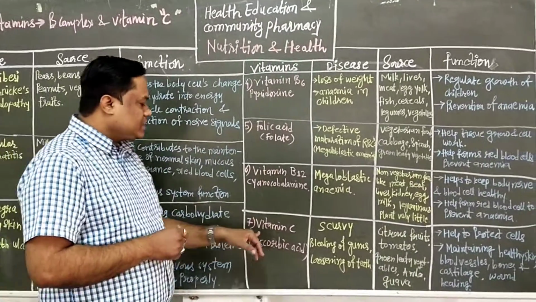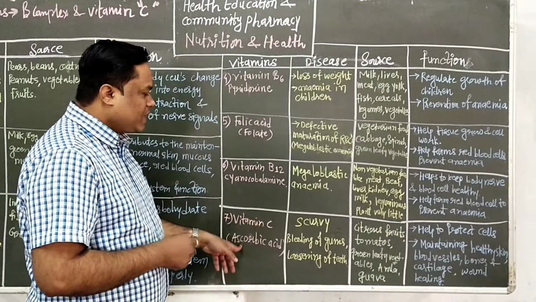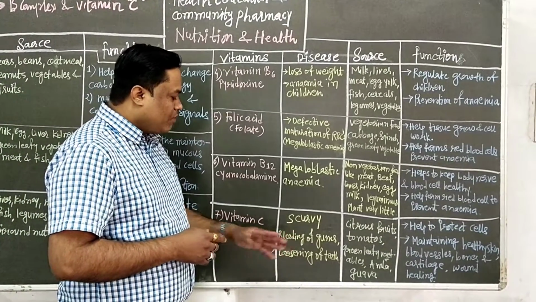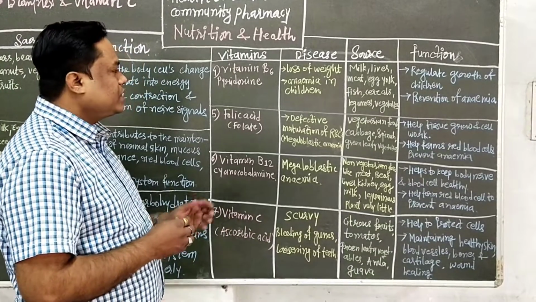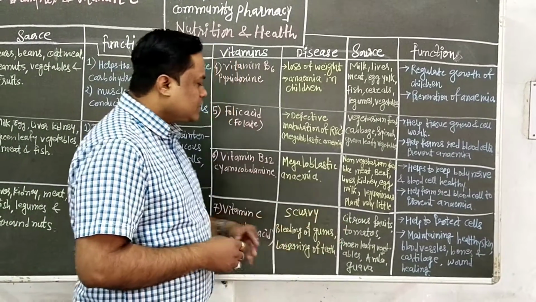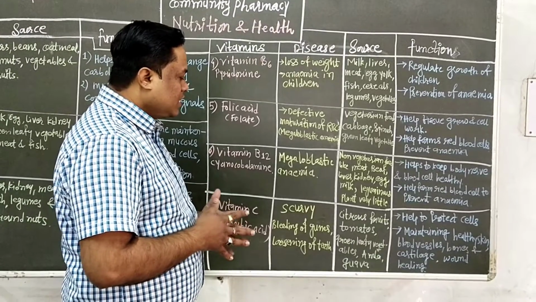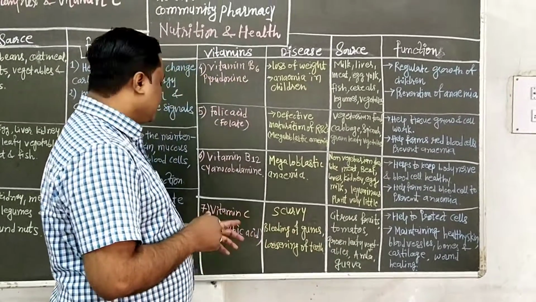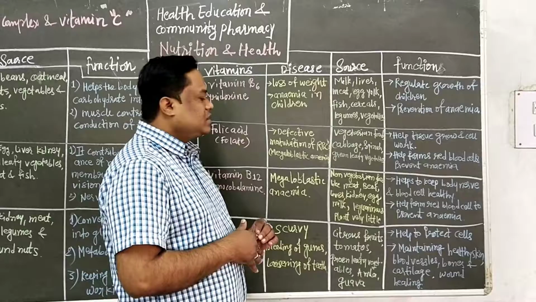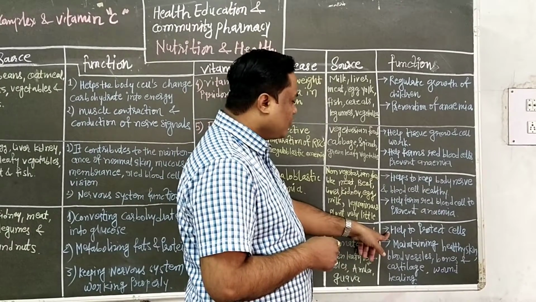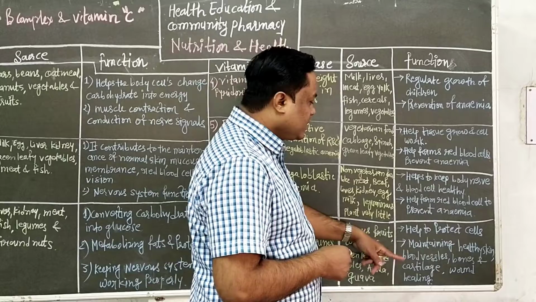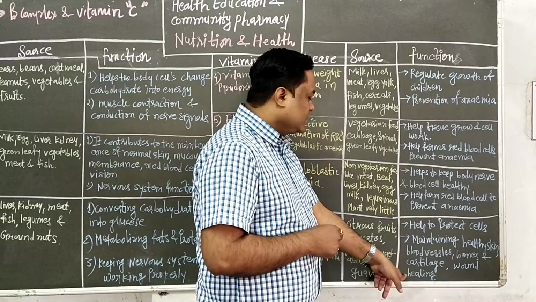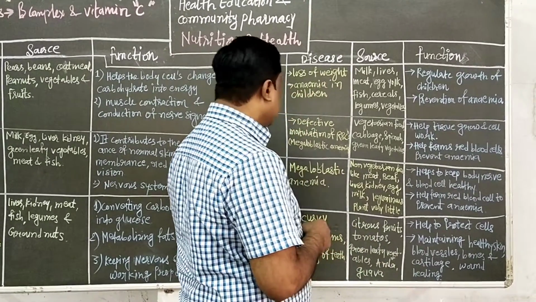And last is vitamin C, that is ascorbic acid. The disease condition is scurvy, characterized by, for example, bleeding of gums and loosening of the teeth. Then important sources are citrus fruits, tomatoes, green leafy vegetables, amla and guava. These are the important sources of vitamin C, that is ascorbic acid. And next is the function. The functions are helping to protect the cells, and second, maintaining healthy skin, blood vessels, bones and cartilage, and wound healing. These are the important functions of vitamin C, that is ascorbic acid.